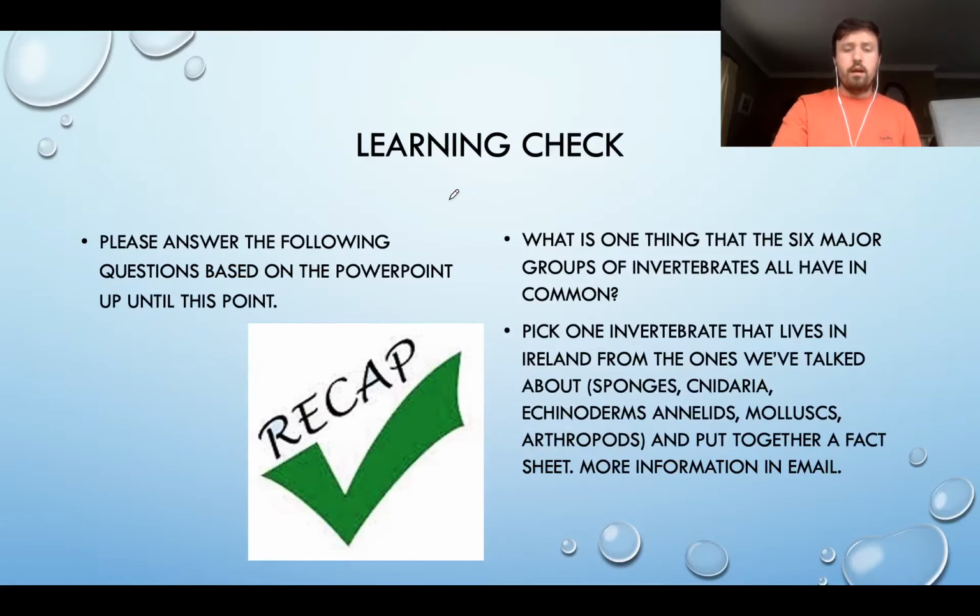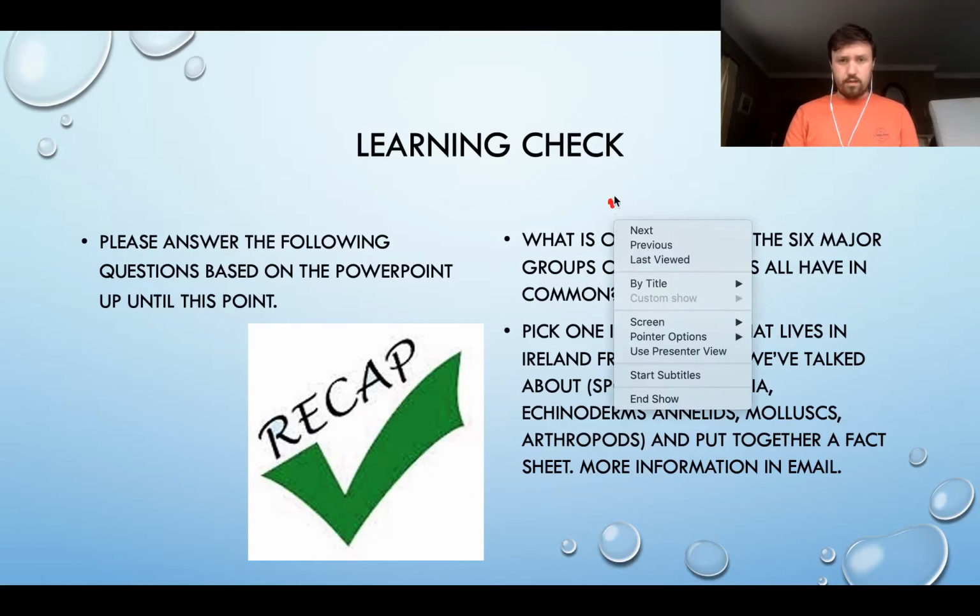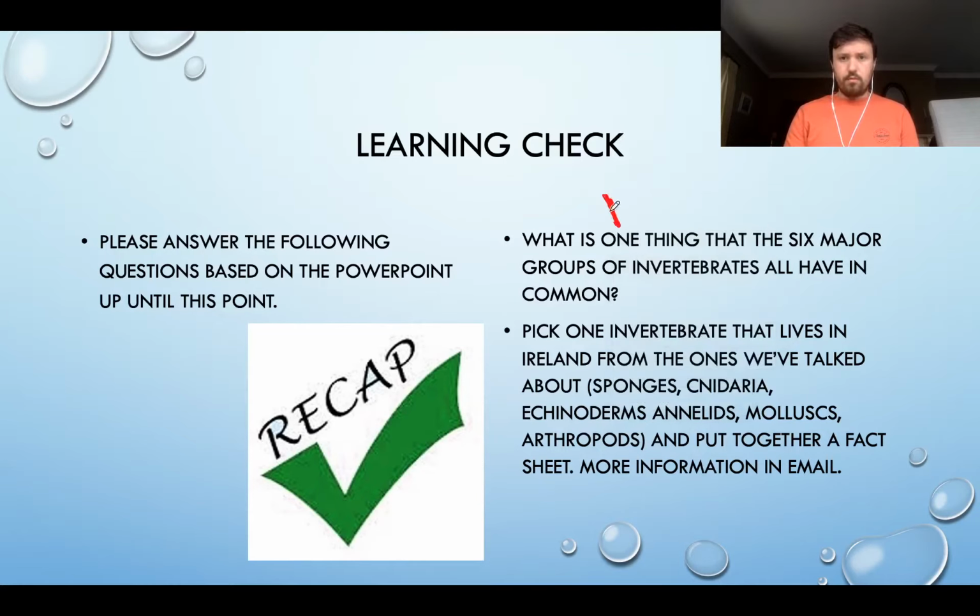Fairly straightforward, guys. So I want to move on to the learning check at the very end of our video here. So 2 jobs for you after watching this video. Number 1 being, what is one thing that the 6 major groups of invertebrates all have in common? That should be fairly easy because when you know what invertebrate means, you should be able to answer this question. What is one thing they all have in common? All 6: our sponges, Cnidaria, echinoderms, annelids, mollusks, and arthropods.